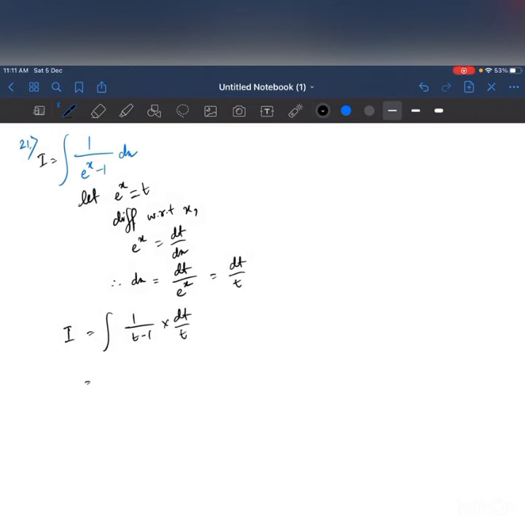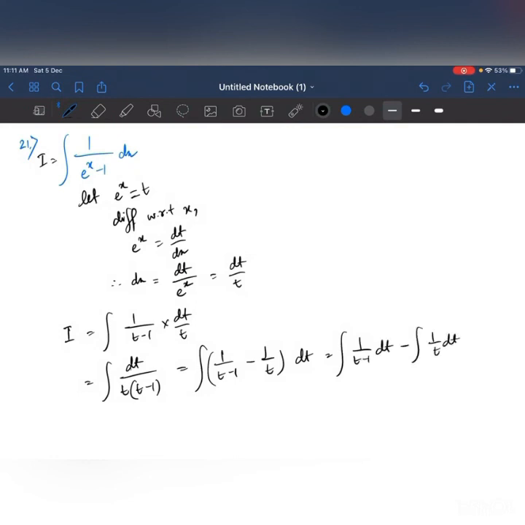Again the same thing you are looking at here. It is dt divided by t into t minus 1, and this one I can write as 1 by t minus 1 minus 1 by t dt. So let's separate. We have 1 by t minus 1 dt, and 1 by t dt. So this one is log of t minus 1, and this one is log of t plus c.